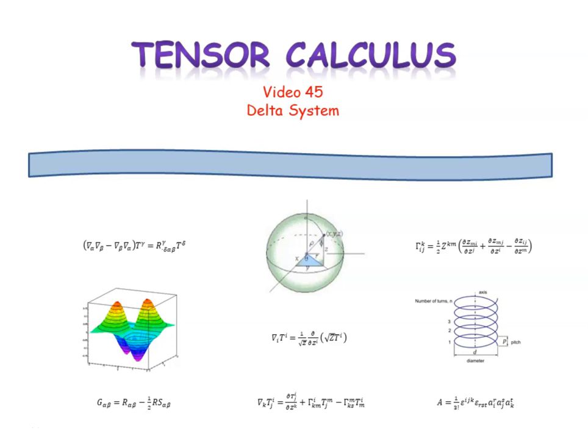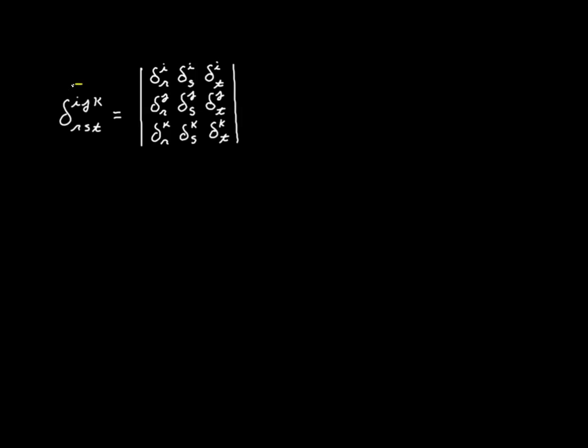Welcome to video 45 in our series on tensor calculus. In this video, we'll introduce a very useful determinant tool known as the delta system. Let's begin by defining this new expression as the determinant of these individual Kronecker delta terms like this.